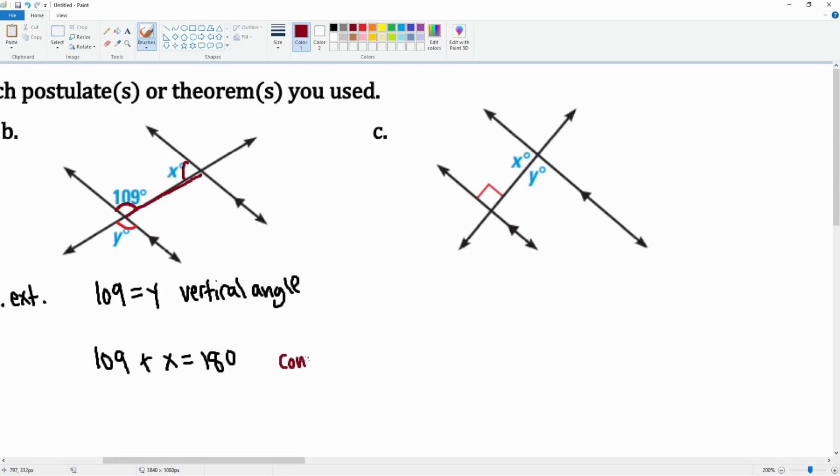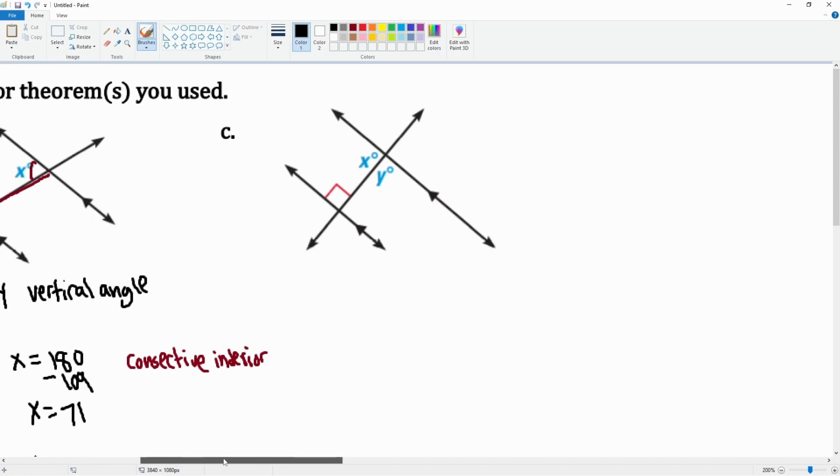So this is consecutive interior angles add up to 180. So if we subtract 109 from both sides, we get the value of x. So 180 subtract 109, giving us 71. Okay, we got y, 109 from vertical angles. We got x equals 71 using consecutive interiors.